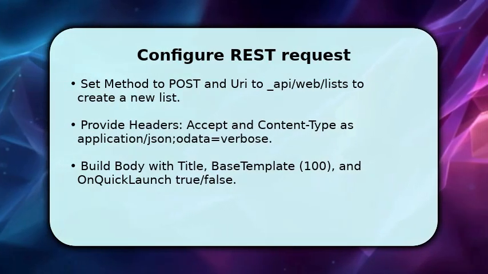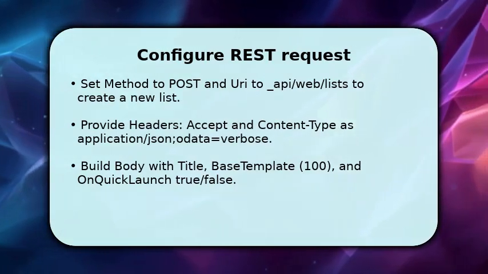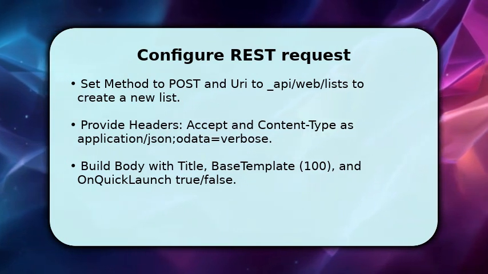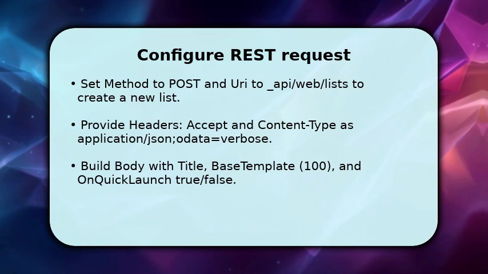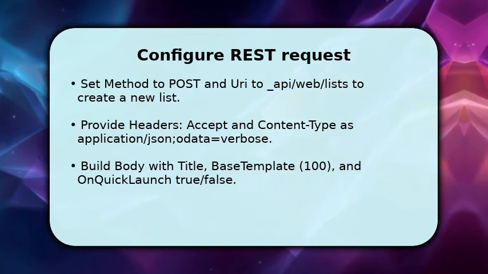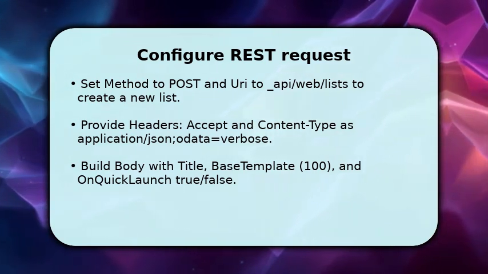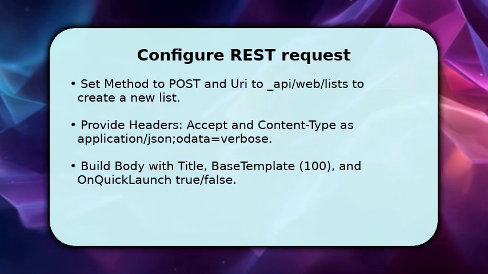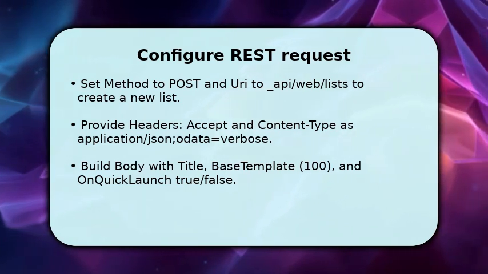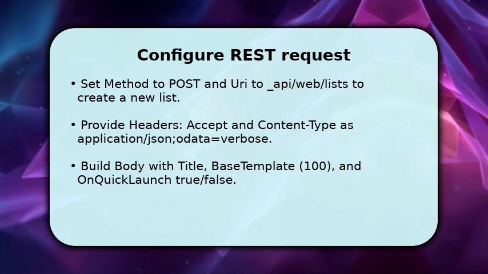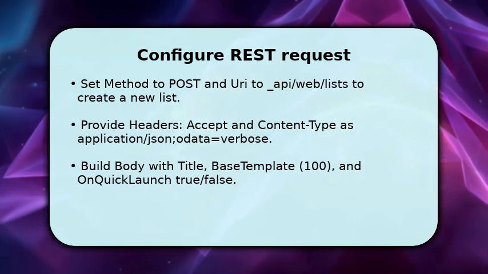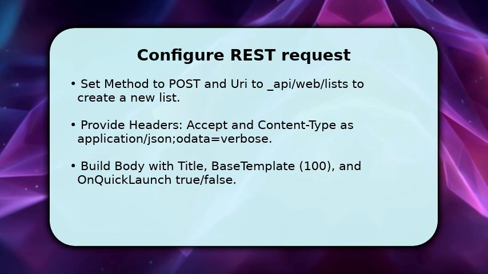Now build the HTTP request body so SharePoint knows what to create. Use POST to _api/web/lists and include headers Accept and Content-Type as application/json; odata=verbose so SharePoint parses JSON. In the body specify Title, BaseTemplate 100 for custom list, and OnQuickLaunch for navigation placement.